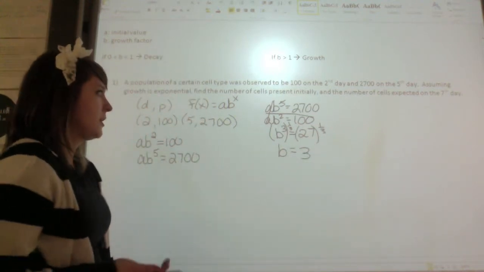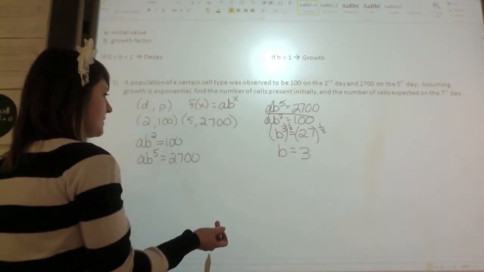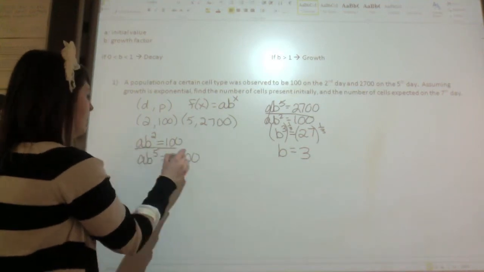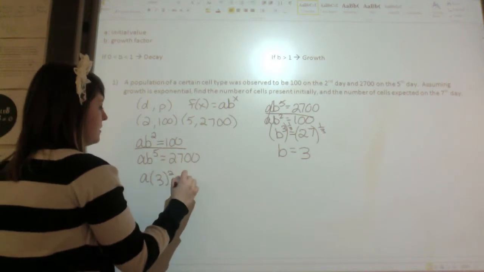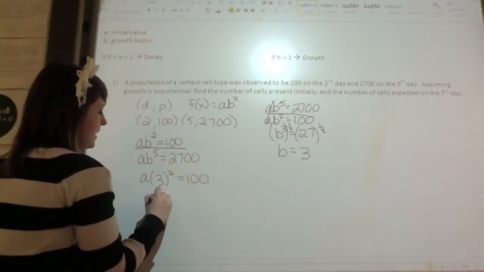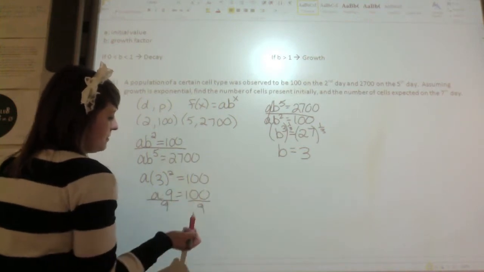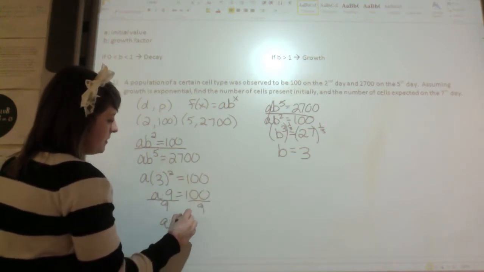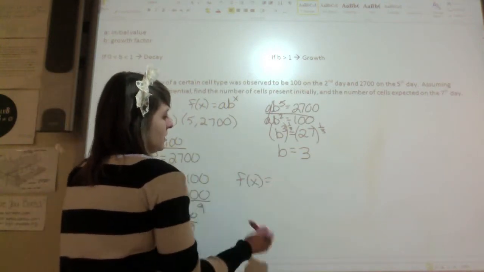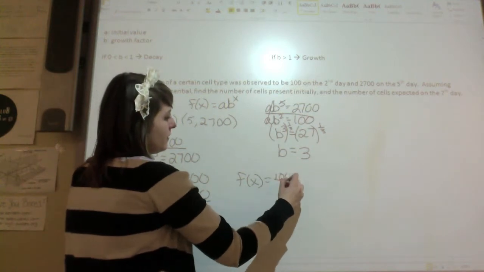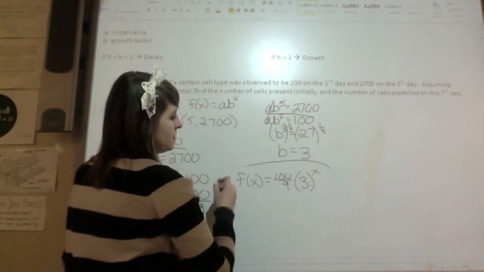Now I need to go back through and find my a value. So I'm going to plug this back into one of my original equations. It doesn't matter which one, I'll just pick this one. So I'll say a times 3 squared equals 100. So that's a times 9 equals 100. Well, if I divide by 9, then I've got a equals 100 over 9. So that means that my function is 100 over 9 times 3 to the x.